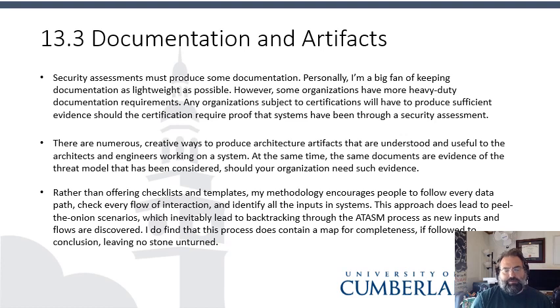Rather than offering checklists and templates, my methodology encourages people to follow every path. Check every flow of interaction, identify all the inputs of the system. This approach does lead to peel-the-onion scenarios, which inevitably lead to backtracking through the ATASM process as new inputs and flows are discovered. I do find that this process contains a map for completeness. It follows to conclusion, leaving no stone unturned.